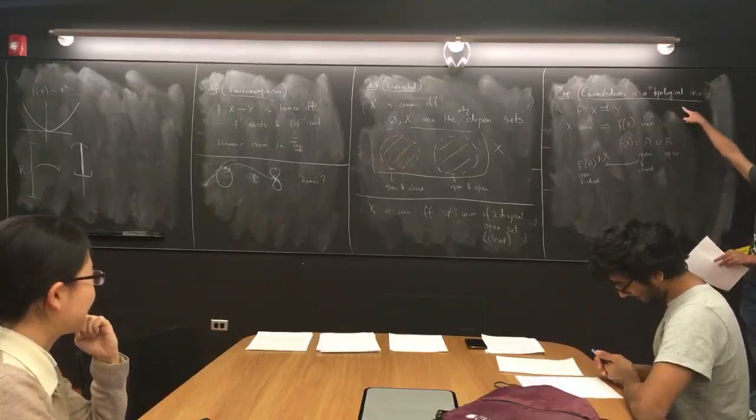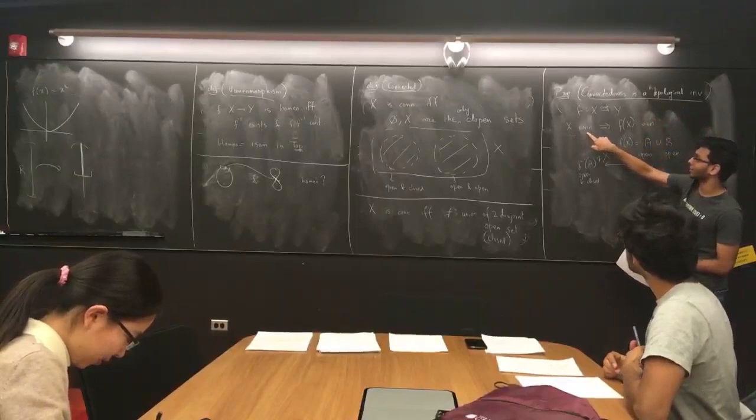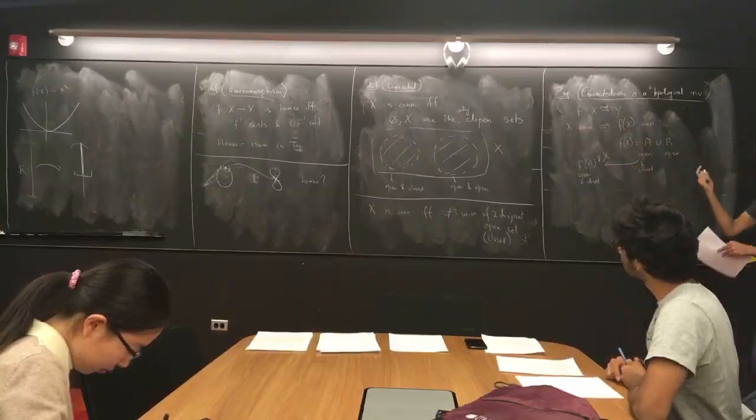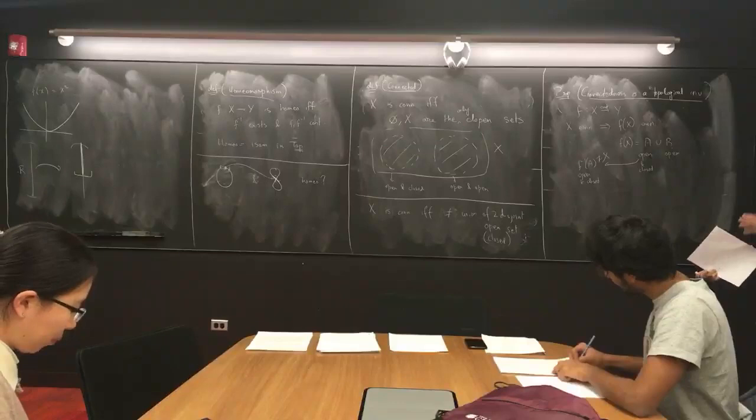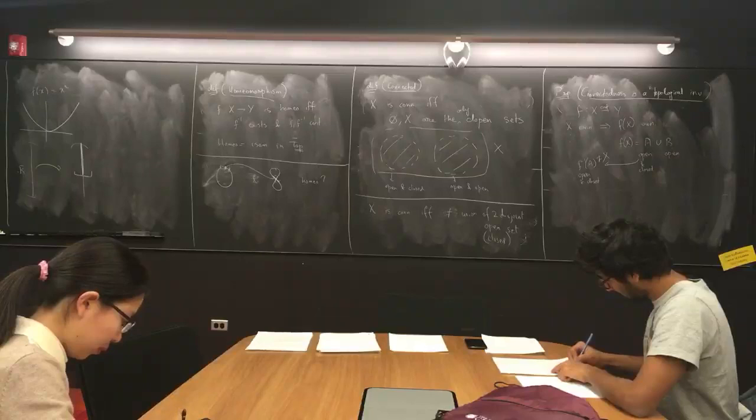So a topological invariant is something that's preserved by continuous maps. As we saw, connectedness of X implies connectedness of F of X. So that's topological. If F is actually a homeomorphism, then if X is connected, then Y is connected. So that's why it has to be preserved by a homeomorphism.